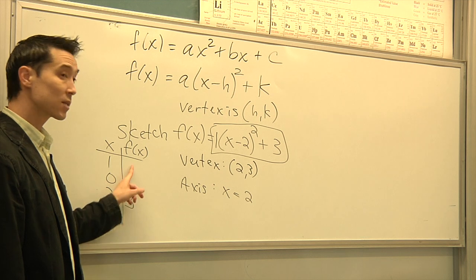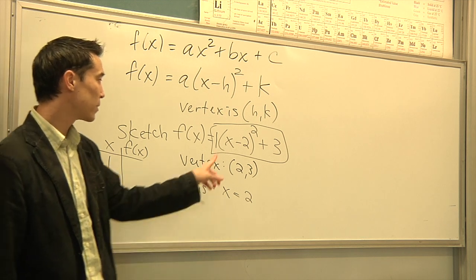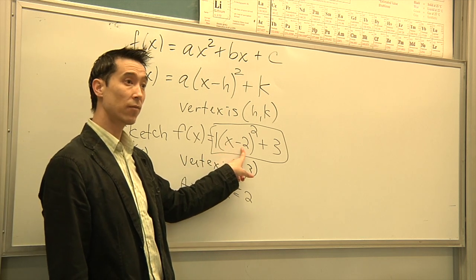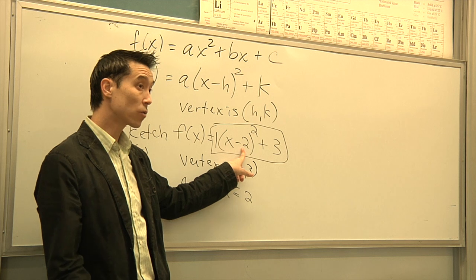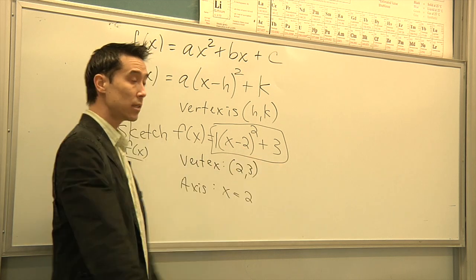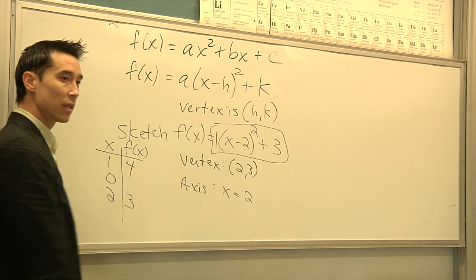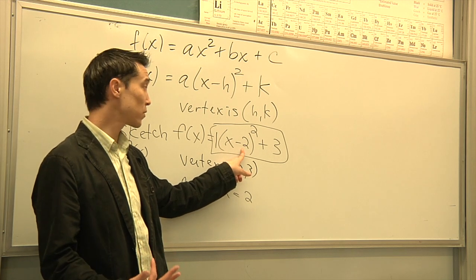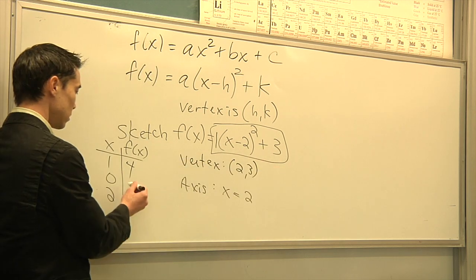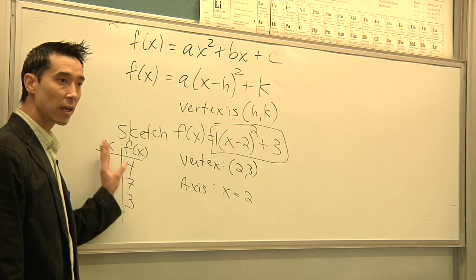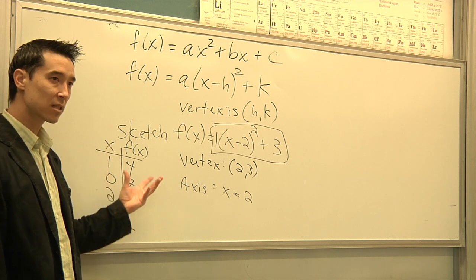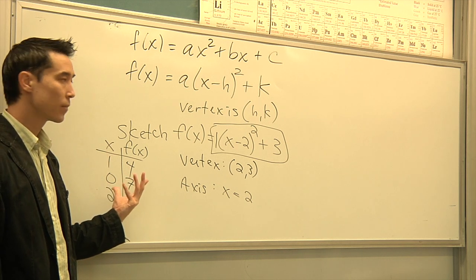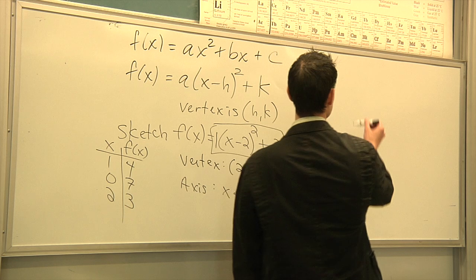Okay. All right, let's plug in these points. If you plug in 1, what happens? 1 minus 2 is negative 1. Negative 1 quantity squared is positive 1. 1 plus 3 is 4. Let's plug in 0. 0 minus 2. Negative 2 quantity squared is 4. 4 plus 3 is 7. Okay? And of course you could get another couple of points if you want. But I think this is plenty to get a rough sketch. Okay? Let's go to the parabola now.